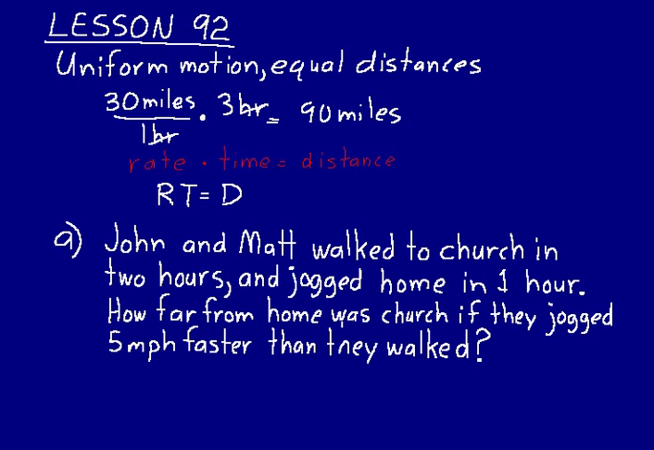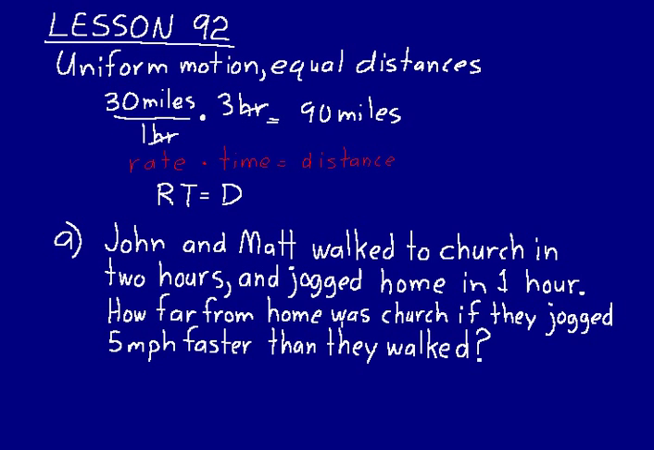Look at this word problem. John and Matt walked to church in 2 hours and jogged home in 1 hour. How far from home was church if they jogged 5 miles per hour faster than they walked? So we want to know how far from home was their church. We want to know a distance. We just said right above there that distance equals rate times time. So we're going to have to know a rate and a time.